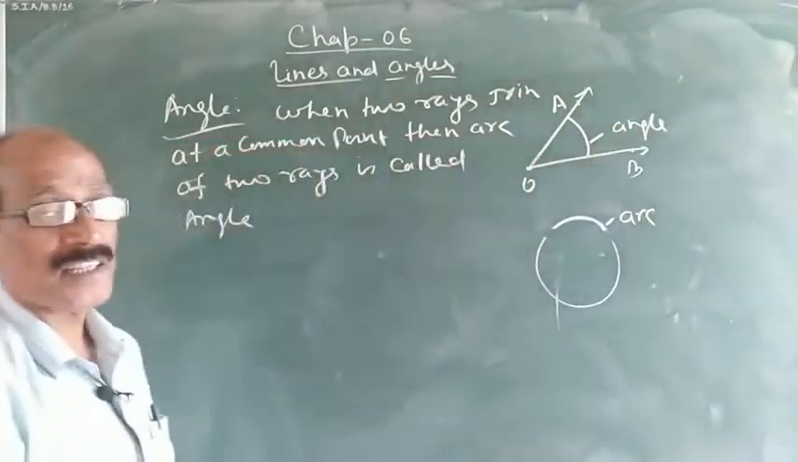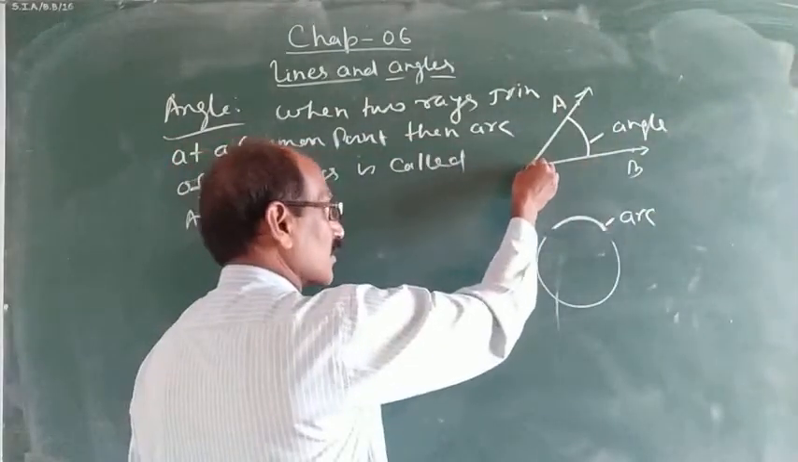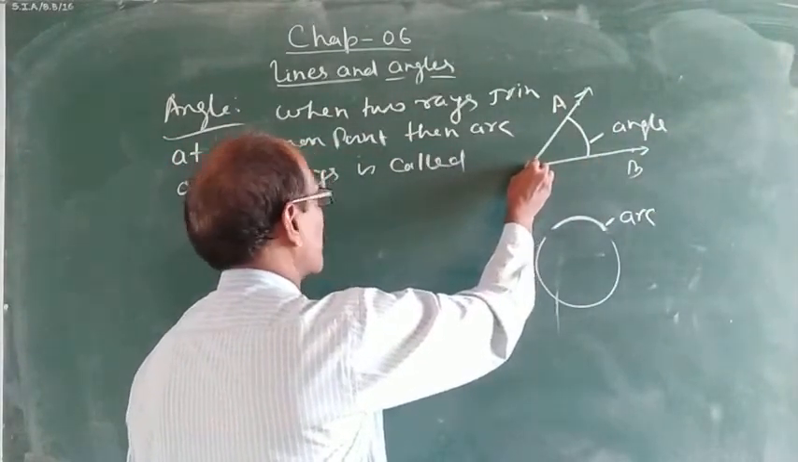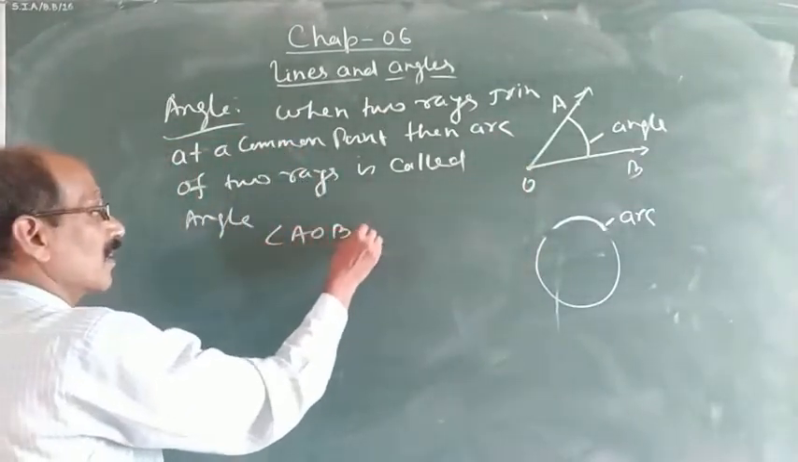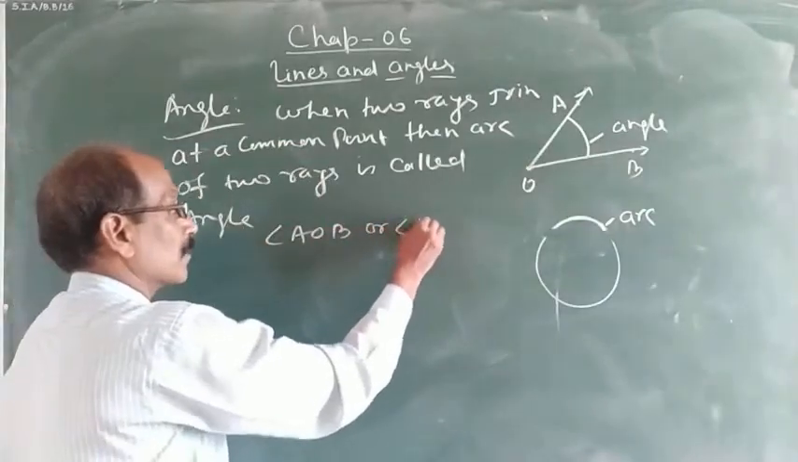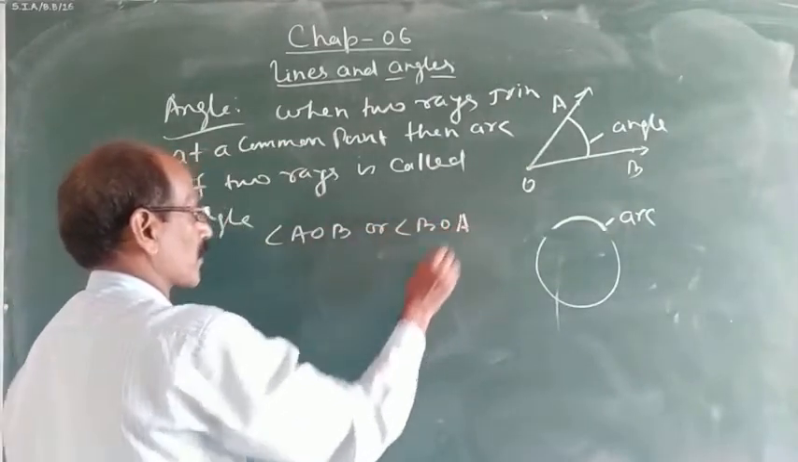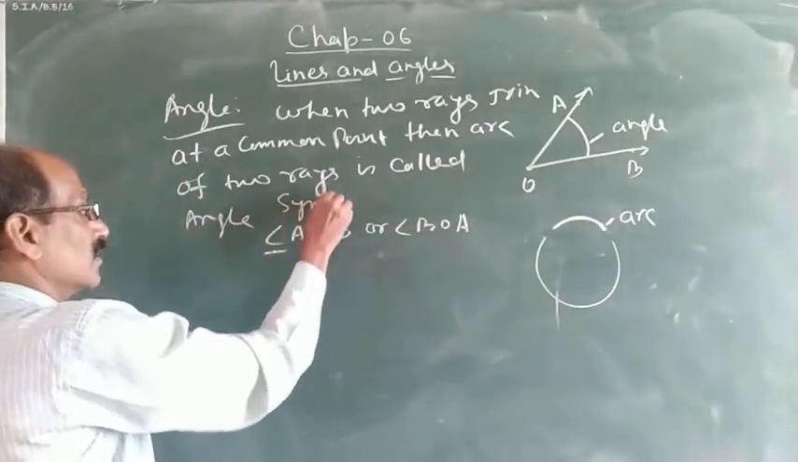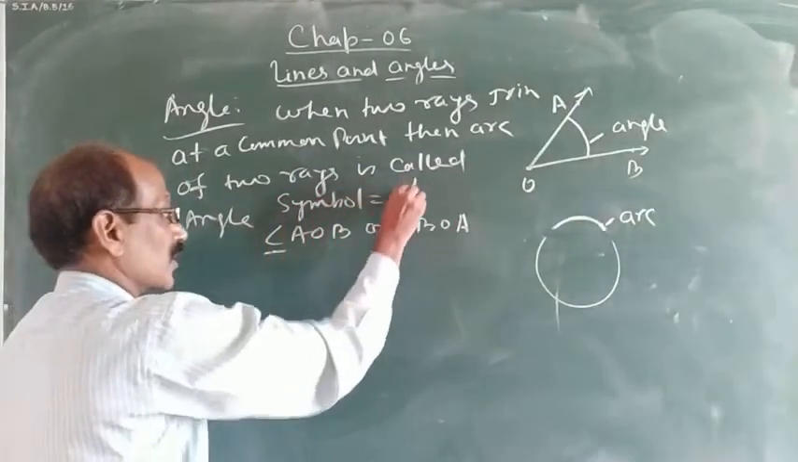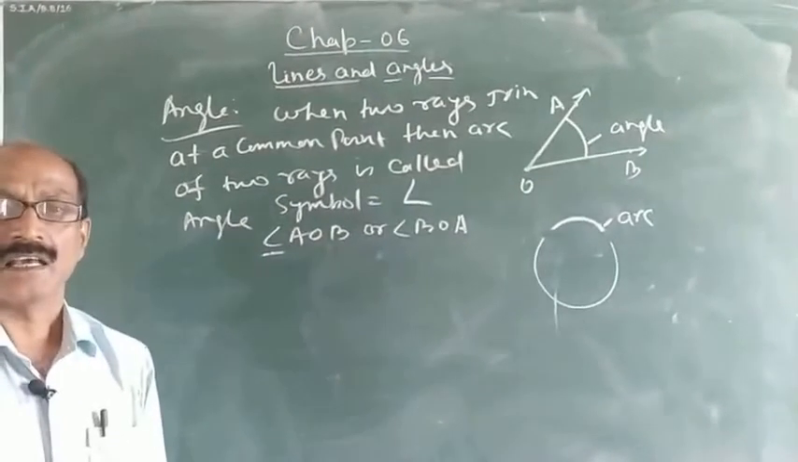Then how can we write angle? This is the angle point. This is the vertex. So we can write angle AOB or angle BOA. The symbol of angle is this. We know the symbol, in this way we can write, this is the symbol of angle.